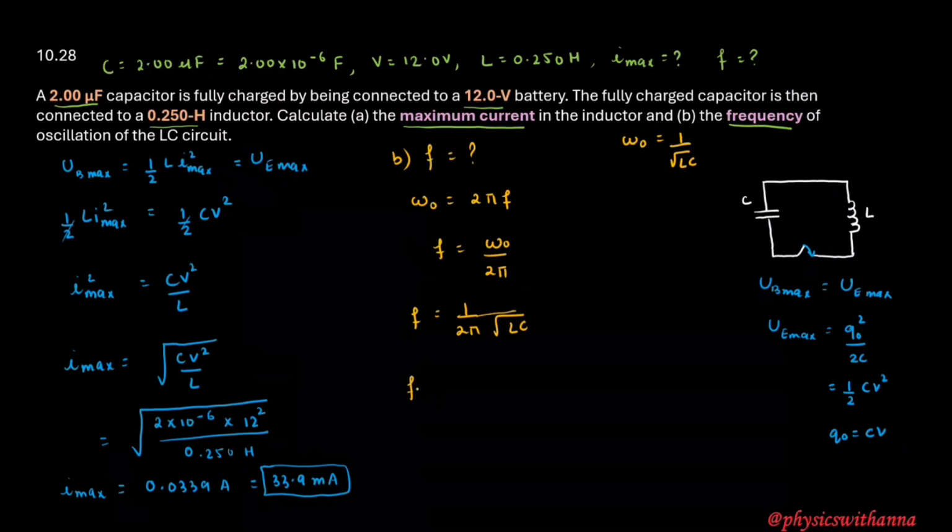Now let's plug in the values. F will be 1 over 2 pi, square root of L, which is 0.250, C is 2 microfarad. And when you solve this, you get frequency F as 225.19 Hertz. Or you can also write this as 225.19 second inverse.